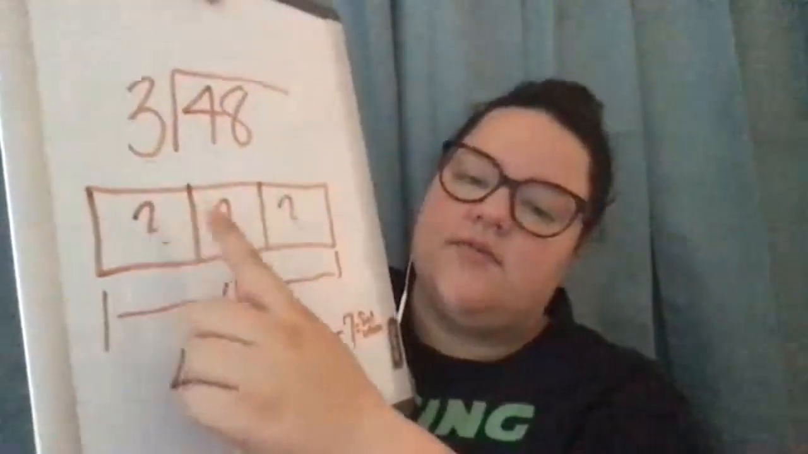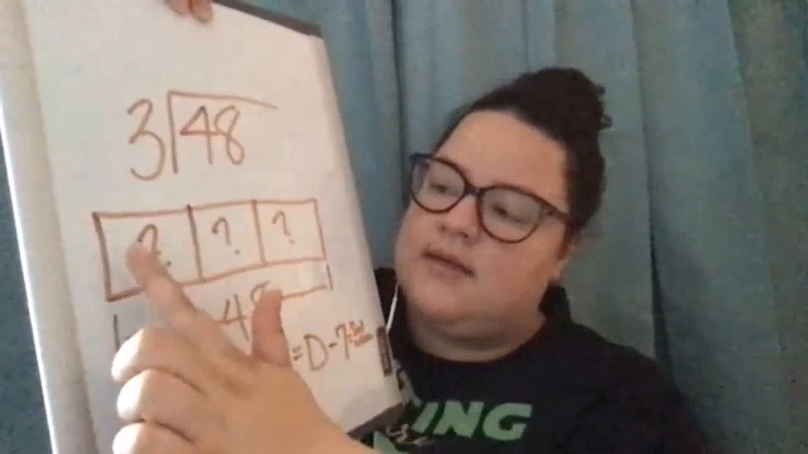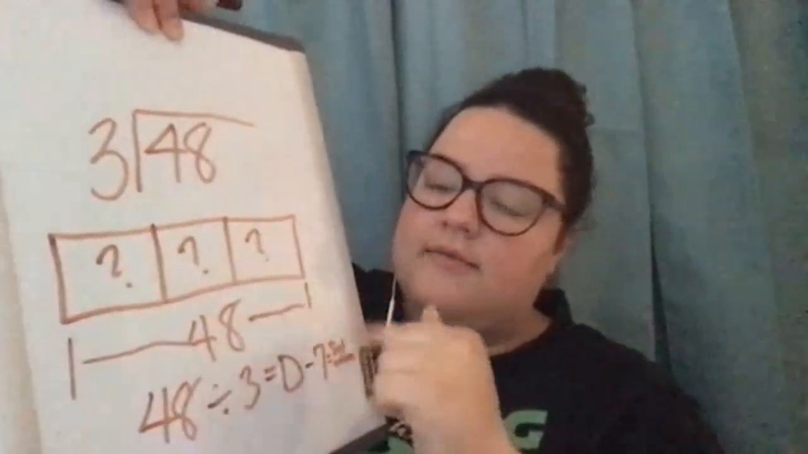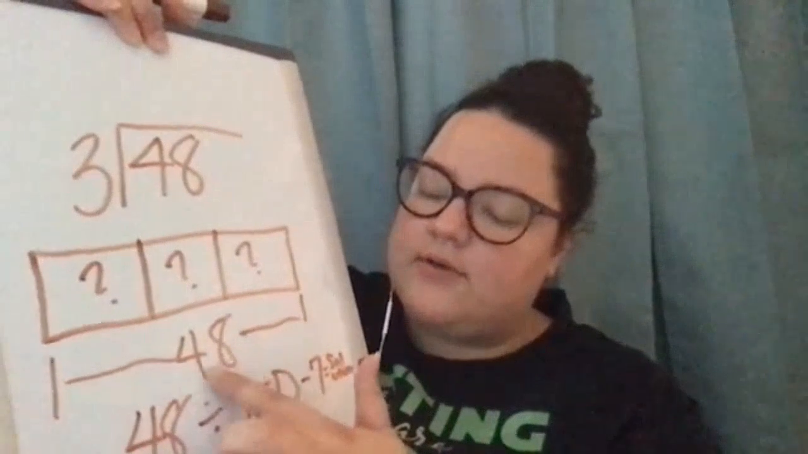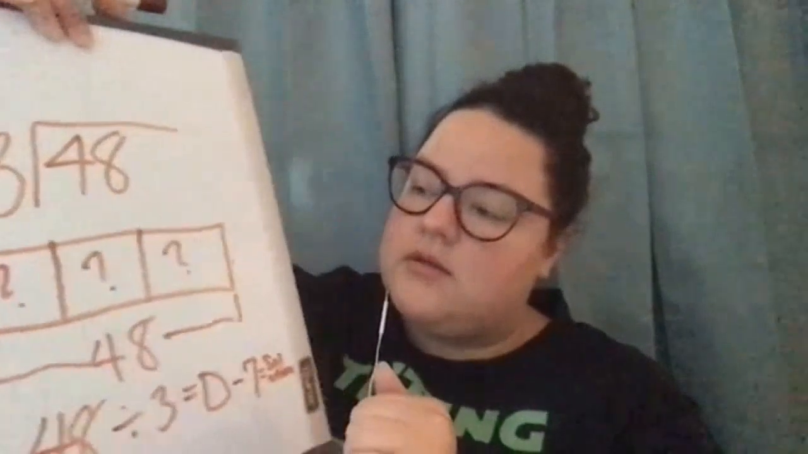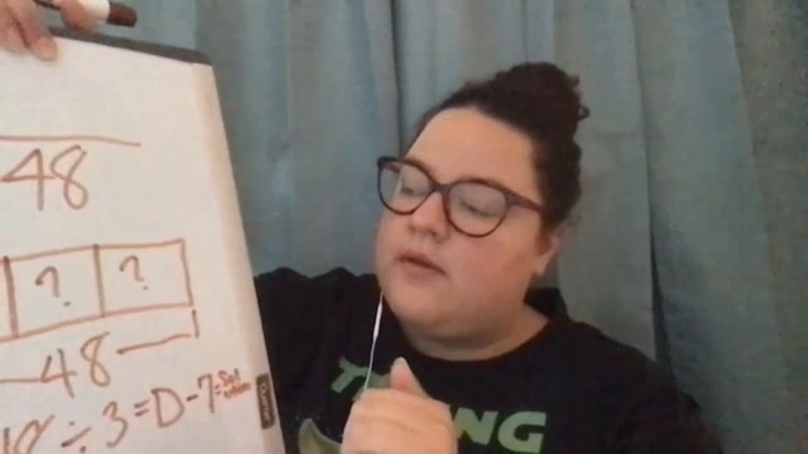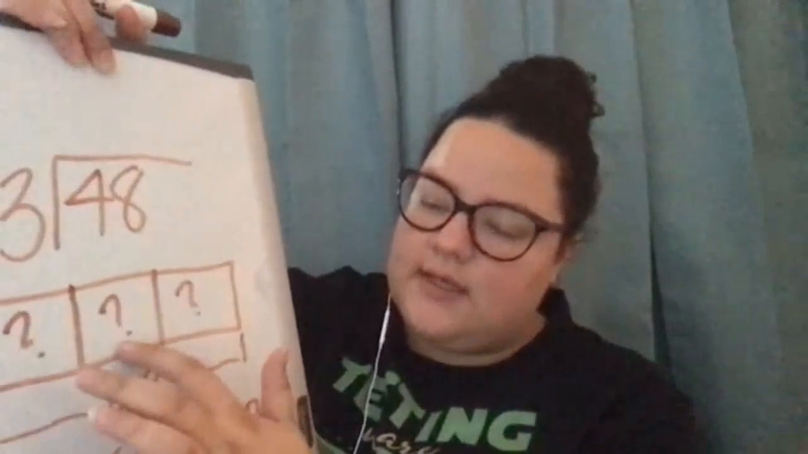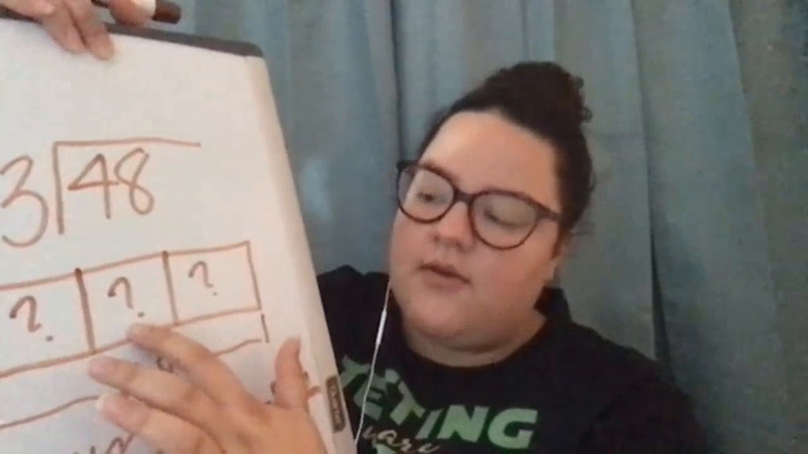48 is close to 50. So 50 divided by 3, we're going to start with 10. If we put 10 into each of these 3 boxes, 10 plus 10 plus 10 gives us 30. That's kind of close to 48, but we need a little more. So let's go 15. 15 plus 15 is 30, plus another 15 gets us to 45. That's close enough. So let's write our estimate.